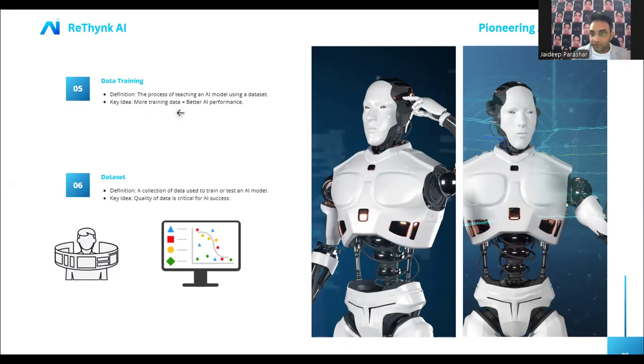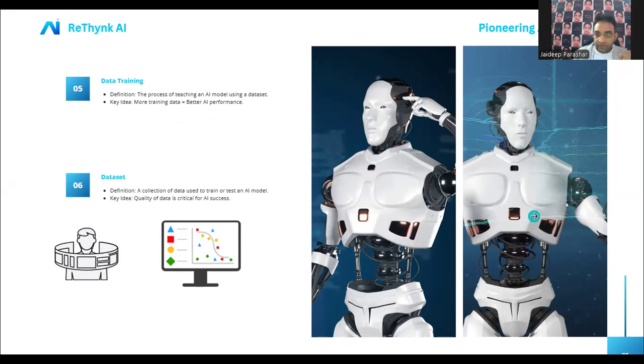So this is the difference between data set and data training. Just remember, if someone asks you what is the key difference: a data set, when we have 100% transparent and accurate data, is called quality data. And with data training, the more you train your AI, the better will be its performance.